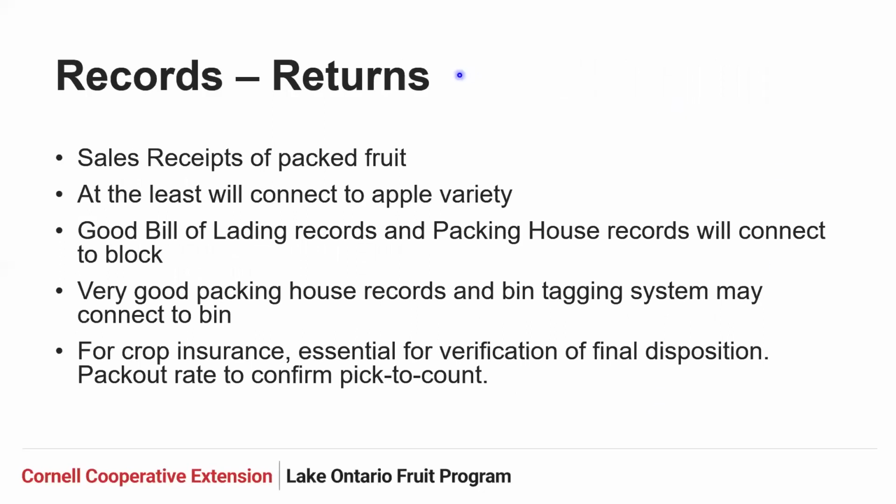And the next type of record, your returns. Returns are your sales receipts of packed fruit. The returns will have different amounts of information depending on the packing house. At the very least, the return will tell the type of apple variety. Good bill of lading records and packing house records will connect to the block. And very good packing house records and bin tagging system may connect to the bin.